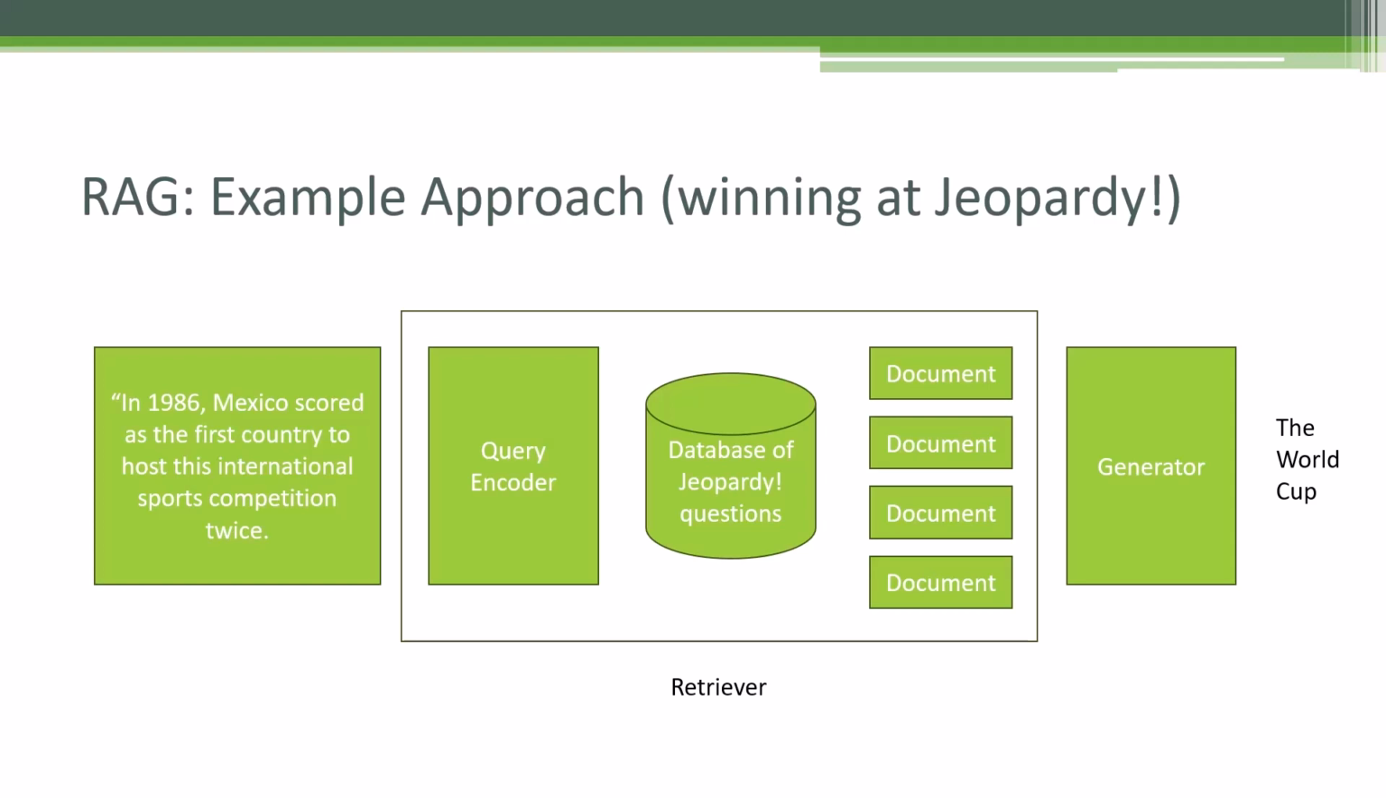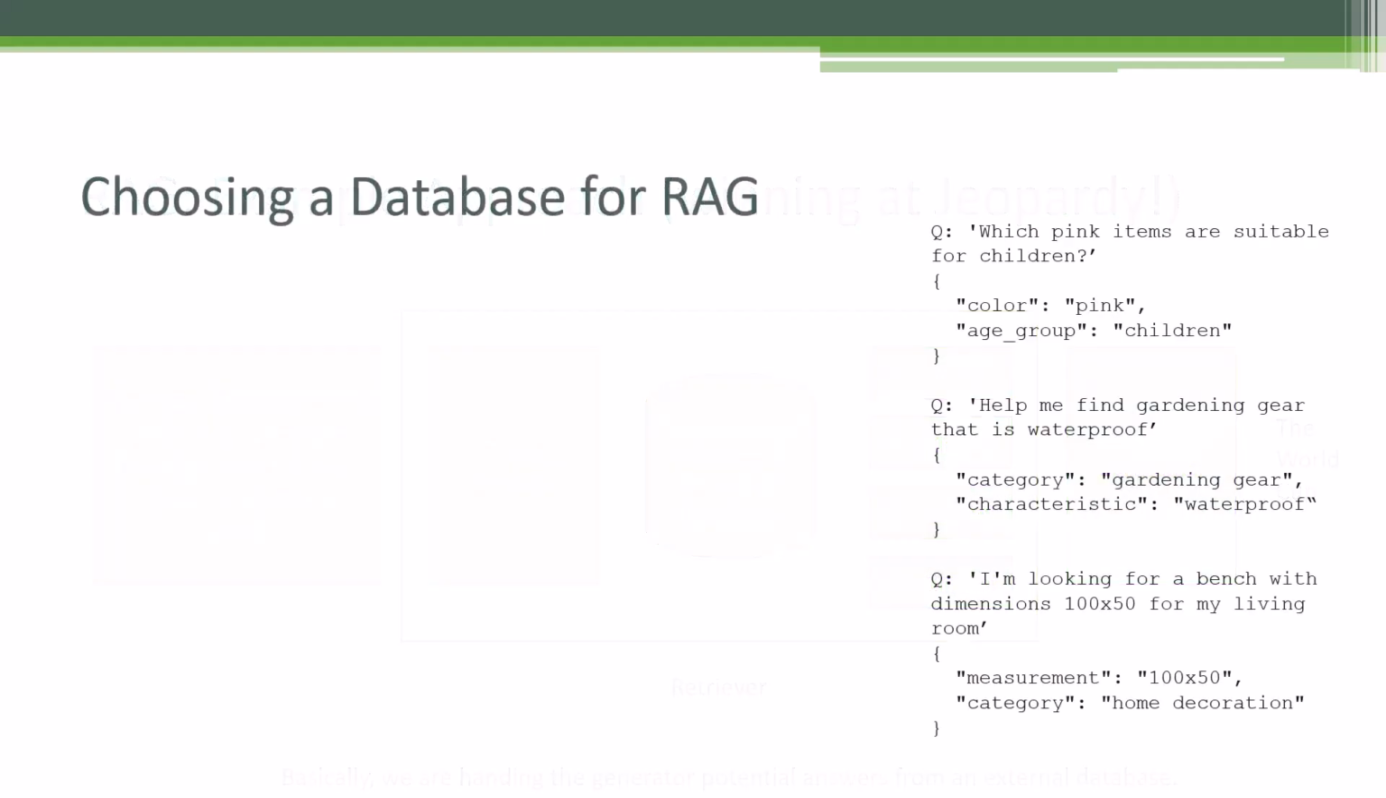All we're doing is querying some external database of some sort, taking the results and working that into the query before we pass it on into the generator. That's it. So basically, we're just handing the generator potential answers from an external database. We're giving it the answers. That's why I call it akin to an open book exam.